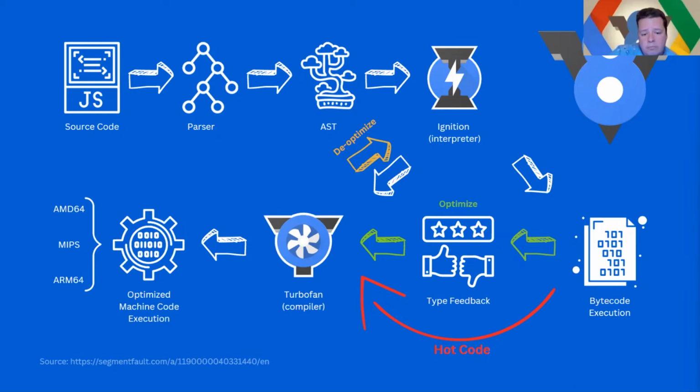If for some reason we switch up our types later on in our function, later in the code, Turbofan is able to de-optimize that code and send it back to Ignition to be executed as bytecode again.